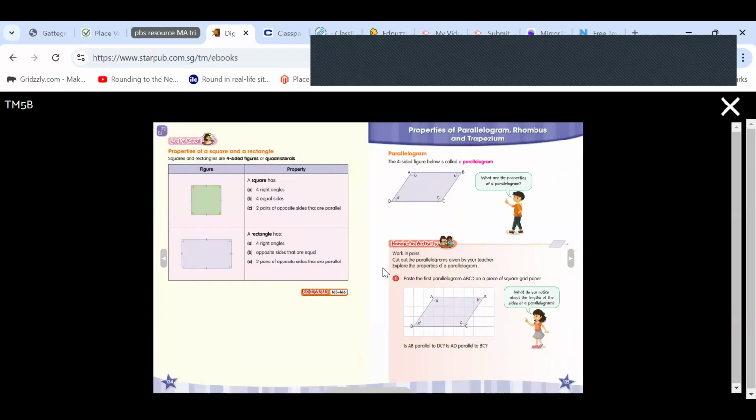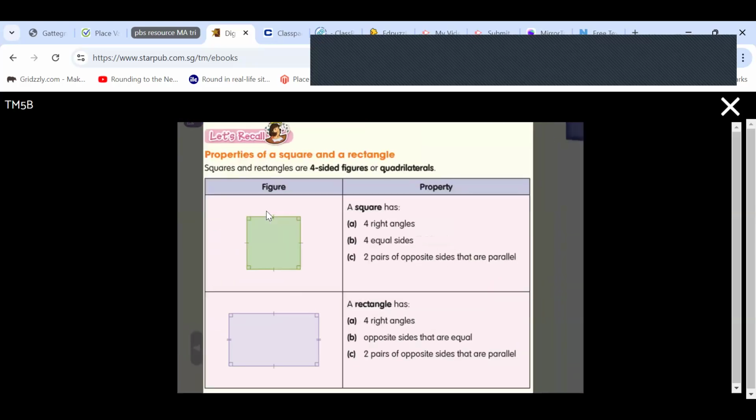Now, let's revise some of the properties of the four-sided figures that you have explored over SLS and the Google Classroom. This is for a square. For squares, they have these three properties that we need to remember. And just as we used in the previous chapter the highlighting, the ruler, the set square, we need all these things in this chapter as well. So a square has four right angles, four equal sides, and two pairs of opposite sides that are parallel.